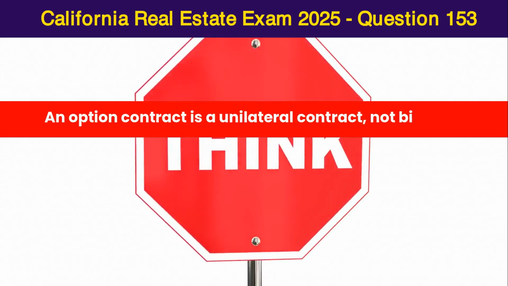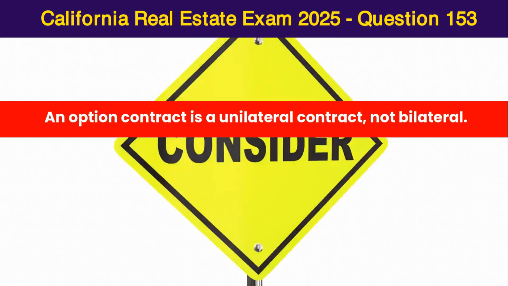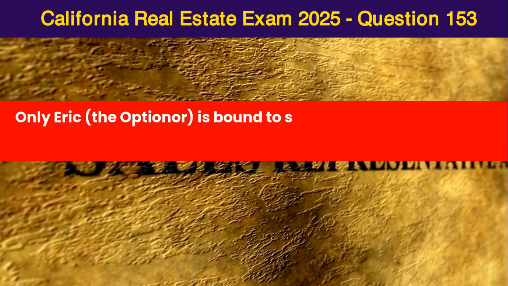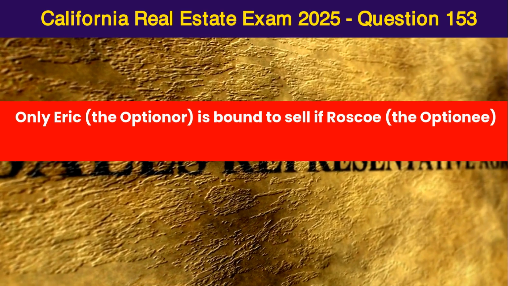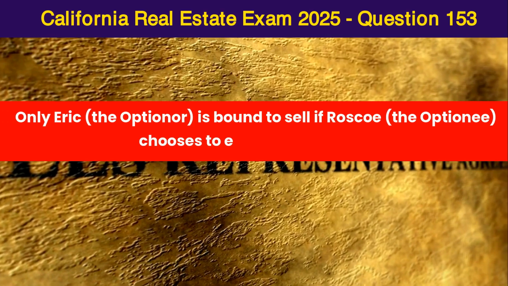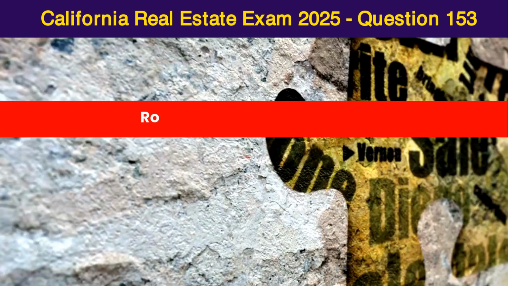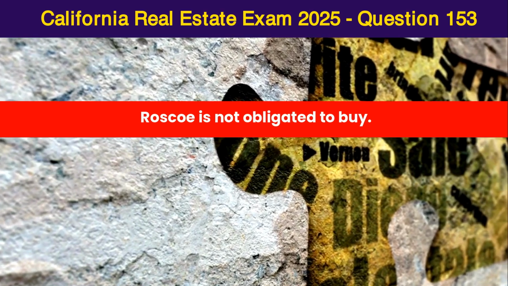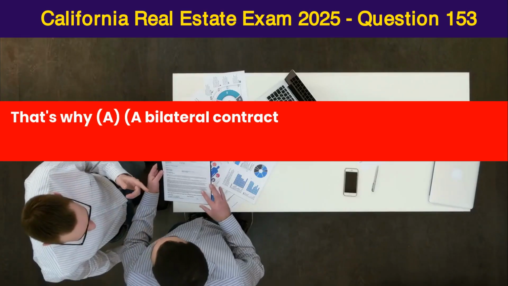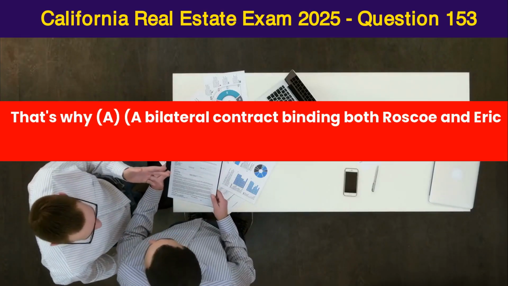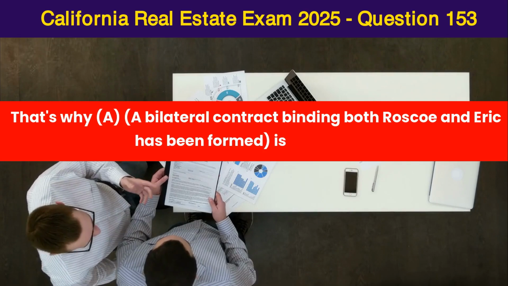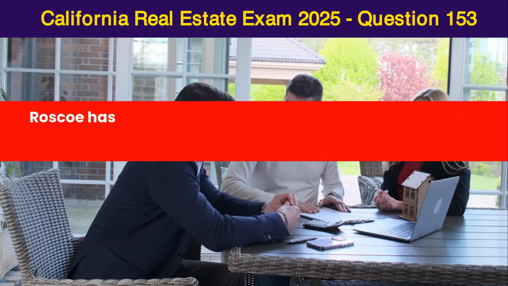An option contract is a unilateral contract, not bilateral. Only Eric, the optioner, is bound to sell if Roscoe, the optionee, chooses to exercise the option. Roscoe is not obligated to buy. That's why A, a bilateral contract binding both Roscoe and Eric has been formed, is not correct.